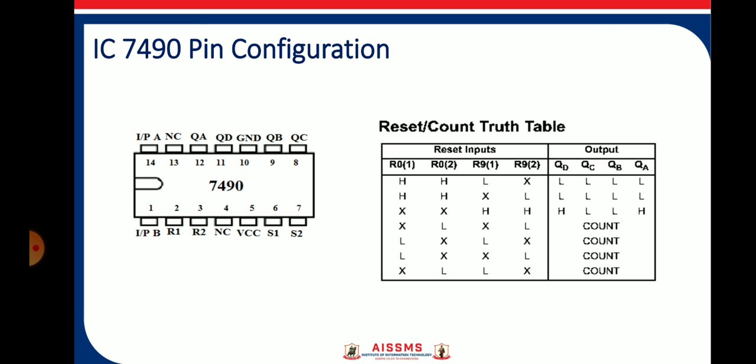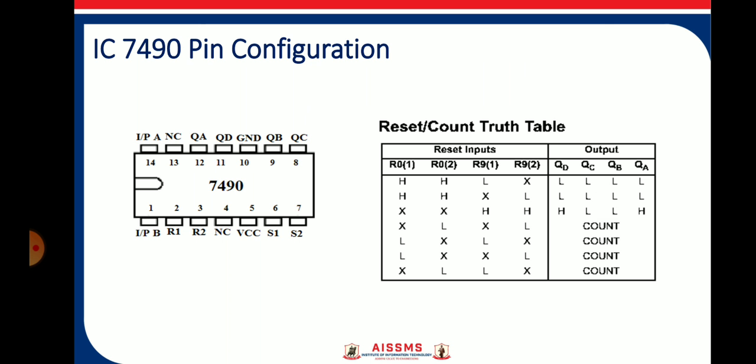Internally, 7490 is divided into two sections, mod 2 and mod 5. For mod 2, the clock pulse is provided with pin number 14, input A, and for the mod 5, the clock pulse is provided with the help of input B, pin number 1.